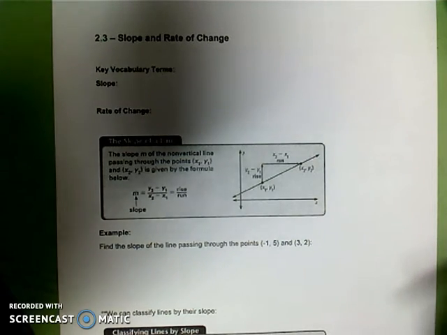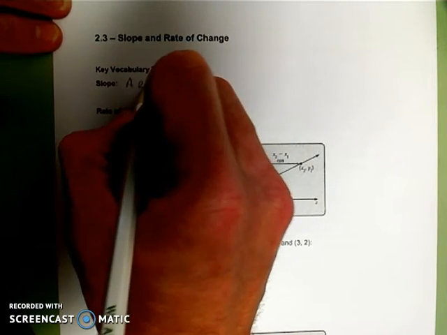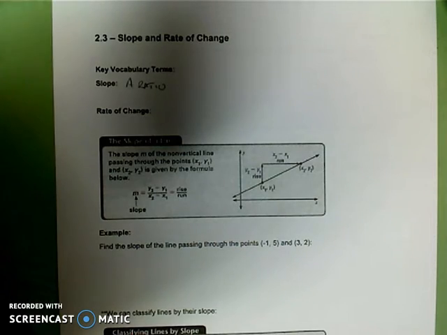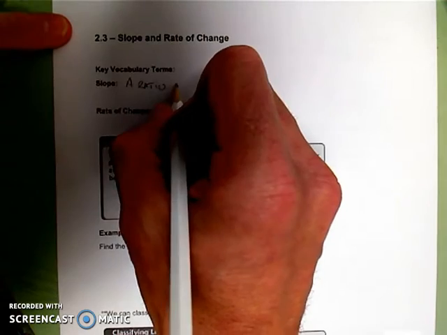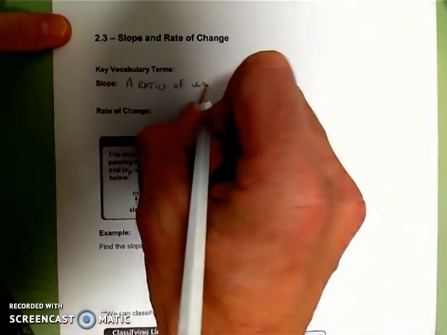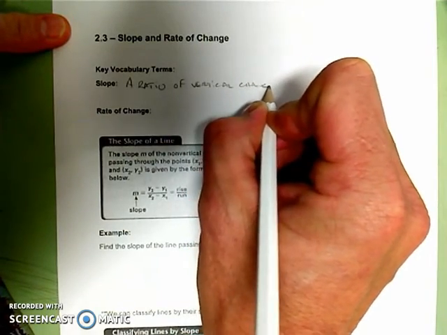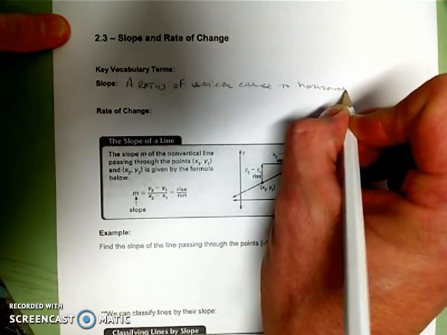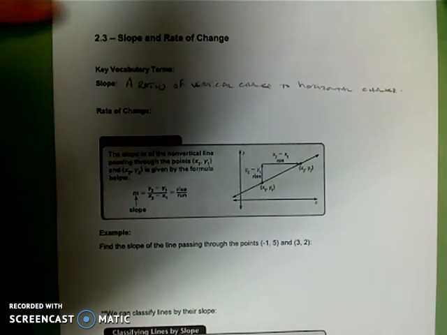So we start to think about a definition for slope. Okay? At its most basic, slope is a ratio, a comparison of two numbers by division, and what we're comparing is a vertical change to a horizontal change. So slope is a ratio of vertical change to horizontal change. And we can also say that slope describes the steepness of a line.